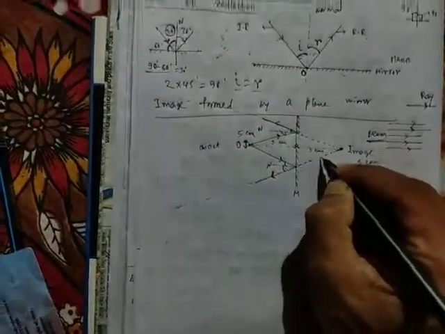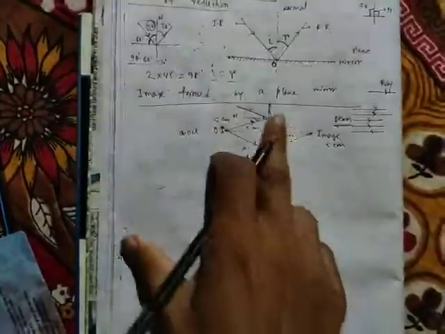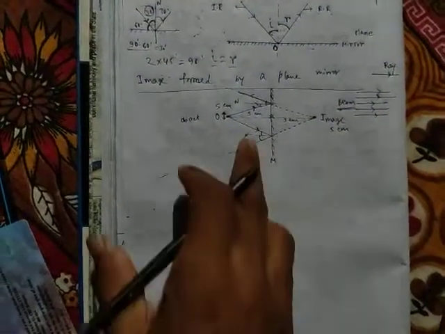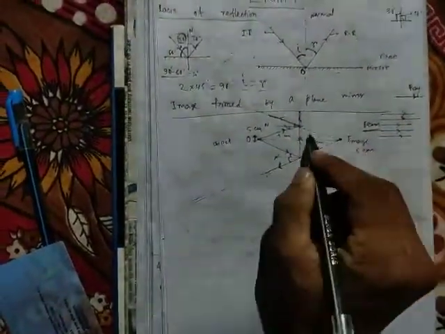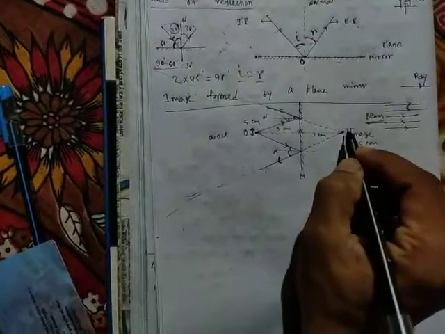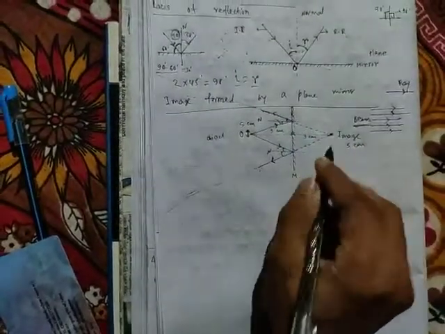Here I have extended the rays in the backward direction. The actual rays do not meet. See, these are the actual rays. These rays do not meet ever. This ray will go in this way and this ray will go in this way, so they will not meet ever. But if we extend them in the backward direction, then they will meet. So they will meet virtually. That's why the image is a virtual image.